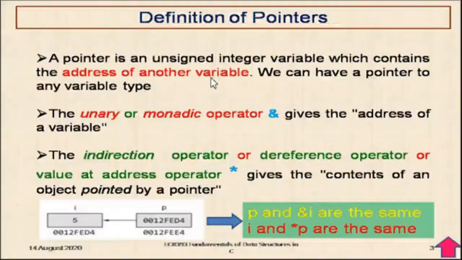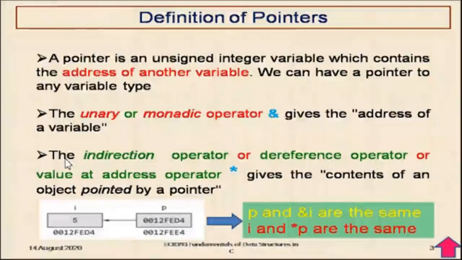Right. Here we have two operators which are playing with the pointers. The first one is the unary or monadic operator, that is the ampersand symbol. This symbol gives the address of a variable. We will see the examples.